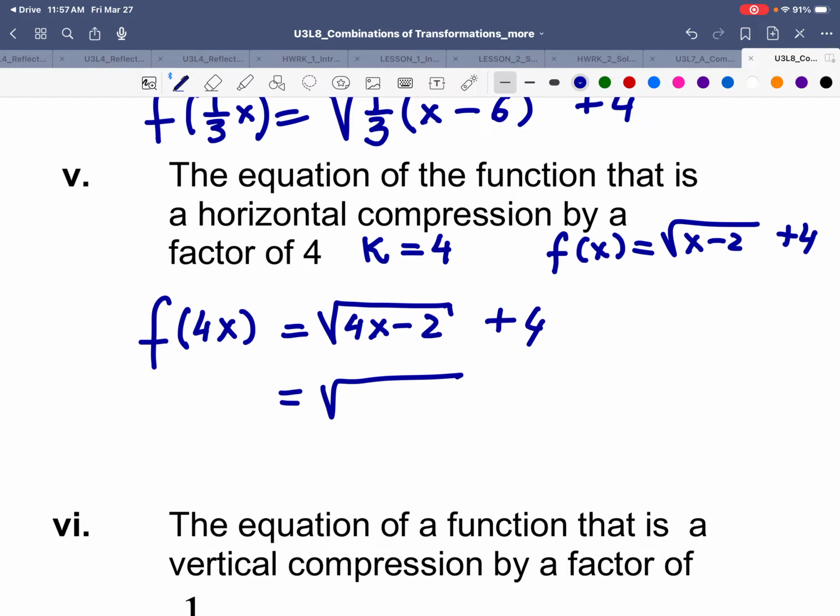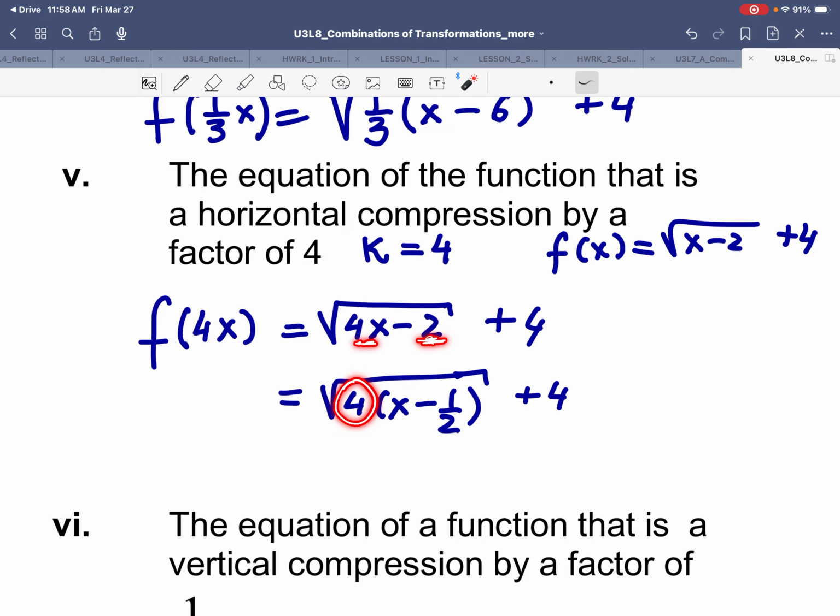Again, factor out k, 4 times x minus 1 over 2 plus 4. So remember that when we take out the coefficient, we have to divide every coefficient in the existing term by whatever factor you take out. So 2 divided by 4 will give you 1/2.